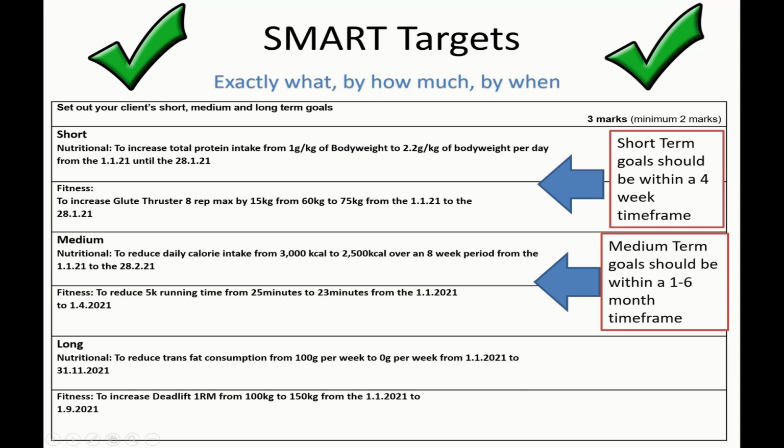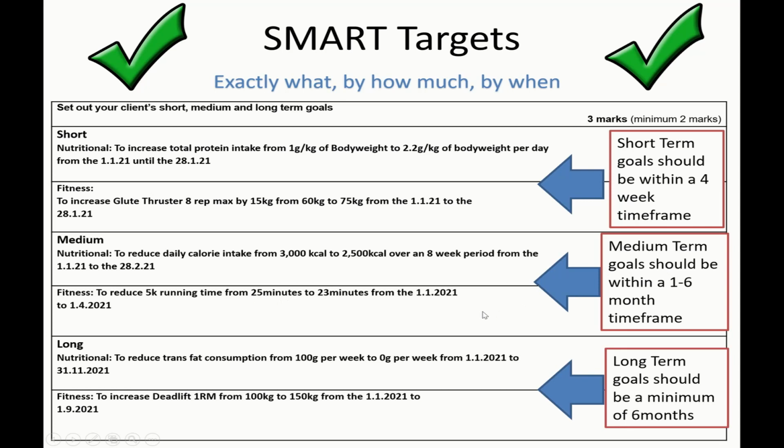And lastly, we move on to the long-term goals. Here with the long-term goals, we need to be really setting a minimum of a 6-month time frame. So anything from 6 months and beyond will be accepted in the LAP criteria. So if we first have a look at the nutritional goal, we've said here to reduce trans fat consumption from 100 grams per week to 0 grams per week from the 1st of the 1st, 2021 all the way up until the 31st of the 11th, 2021.